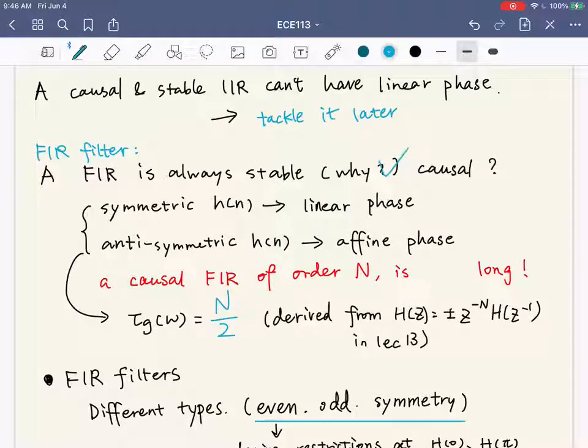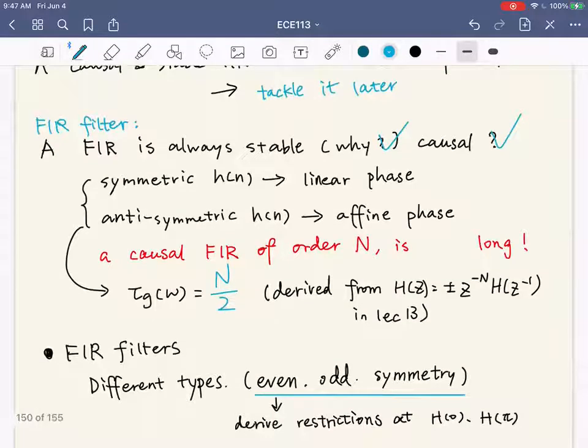Cool. And another question, is it causal? I don't know if it's always causal, but you can always make it causal, right? Like by shifting it. Yeah, exactly. Because it is finite, so you can always shift it to the right side. So let's say it is causal, and it can be made causal if it is not.